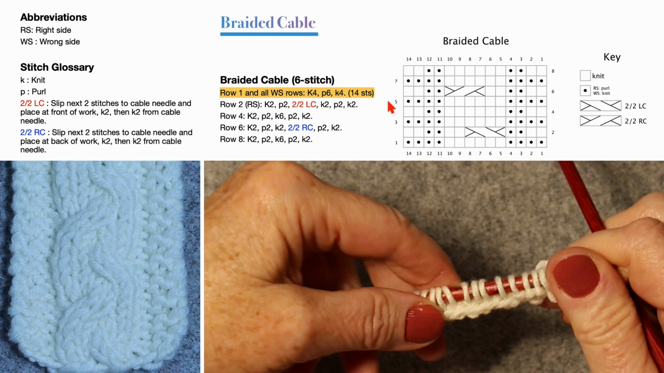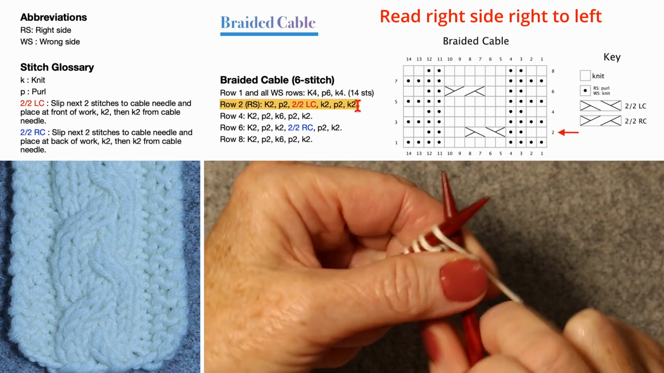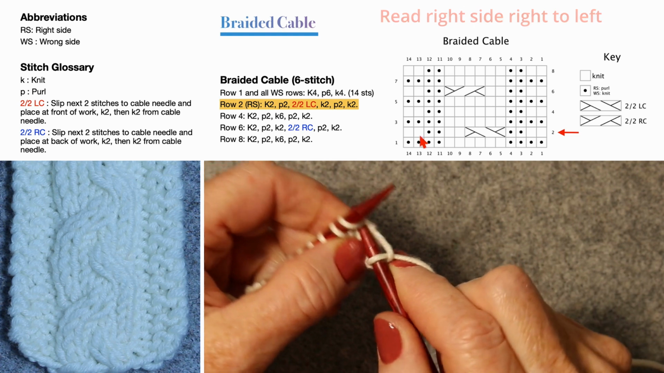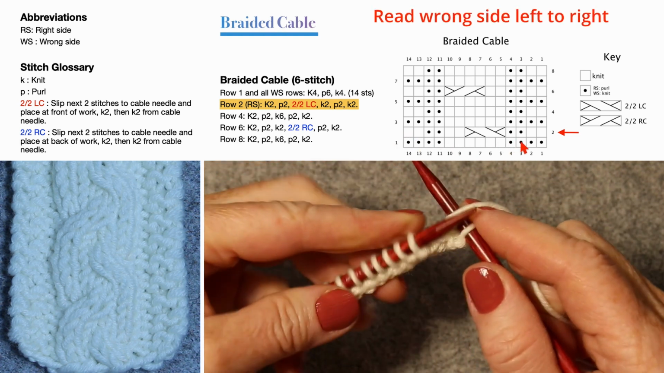Now we turn for row 2. Row 2 is a right side row, and all of the cables are worked on the right side. There are no cables worked on the wrong side rows. The right side rows all begin with knit 2 and then purl 2. And this is the corresponding graph row to this pattern row. Right side rows are read from the right to the left. Wrong side rows are read from the left to the right.